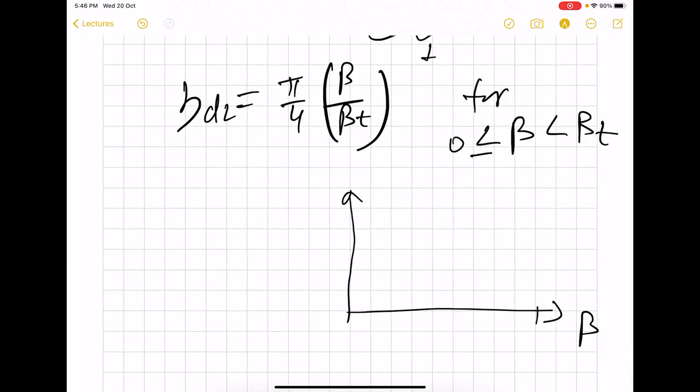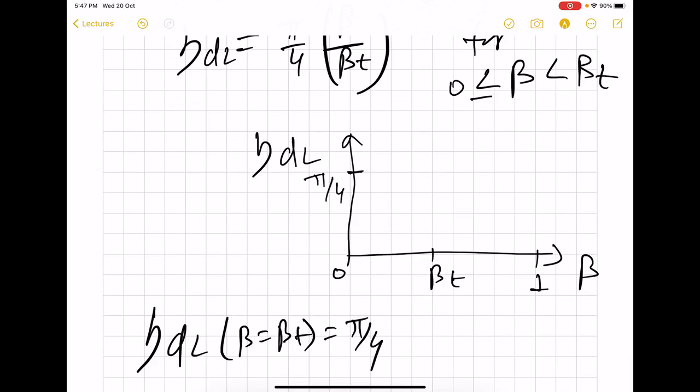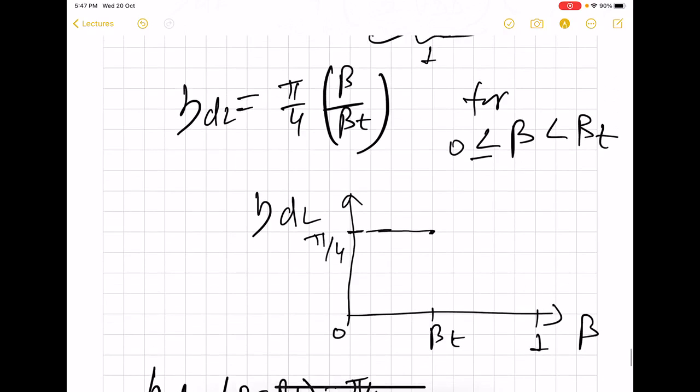So this is beta, that means input, and let us say this is the threshold. And here you can see that this load drive efficiency for beta equal to beta t is equal to pi by 4. So it attains the maximum value of pi by 4 for this threshold, and it varies linearly like this.